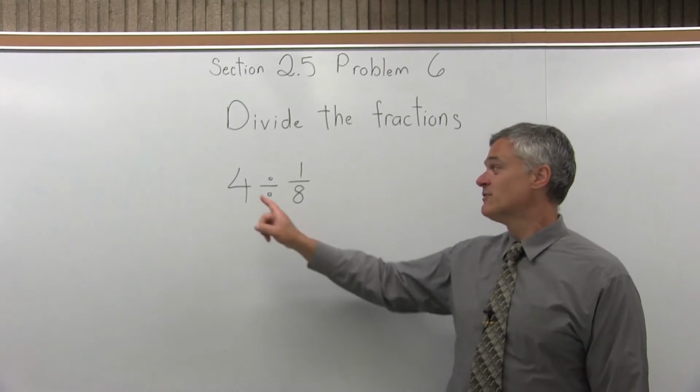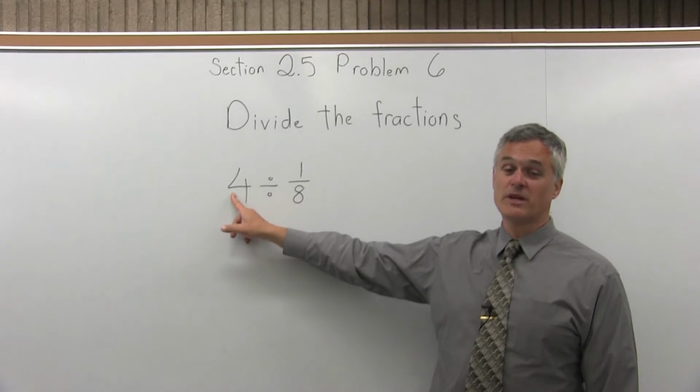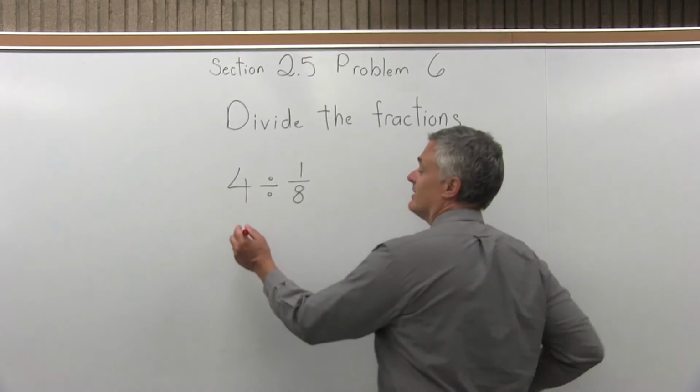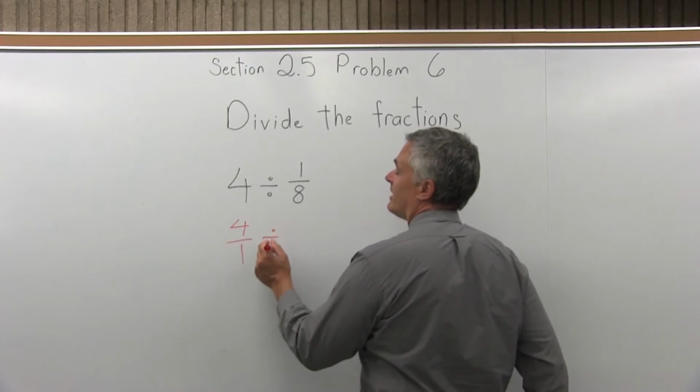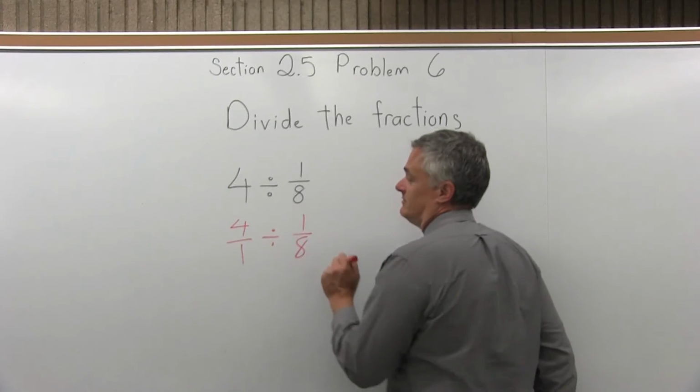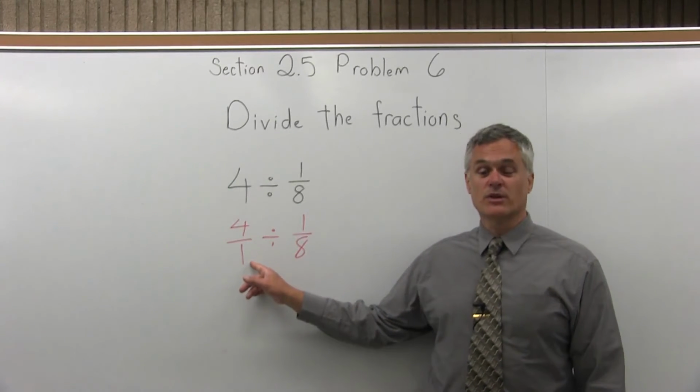Let's see what happens. First of all, I cannot write a whole number in this sort of a problem. That 4 has to be rewritten as 4 over 1. So let's start with that. 4 over 1 divided by 1/8. Any whole number can be written as a fraction by putting a 1 under it like we did.